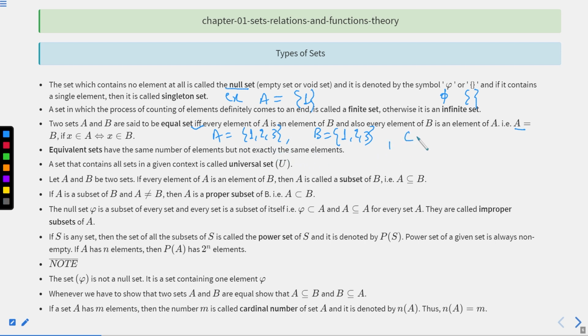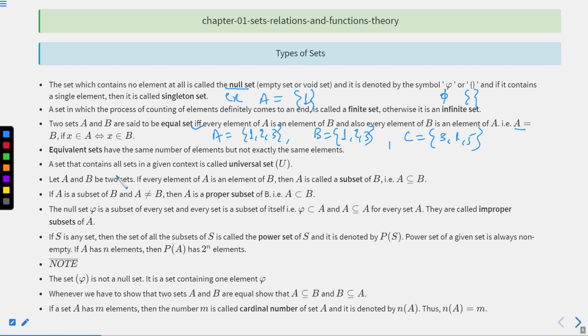And suppose we have set C, which is 3, 4, 5. Now, the number of elements of set A and the number of elements of set C, which is equal to 3, is the same. So sets A, B, and C are equivalent sets. Sets A and B are equal sets, but sets A, B, and C are equivalent sets because the number of elements is the same. Now, we can say that equivalent sets have the same number of elements, but not exactly the same elements. One thing we can say here is that an equivalent set need not be an equal set, but equal sets are always equivalent sets.